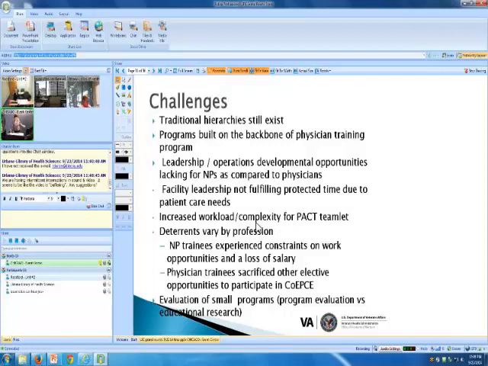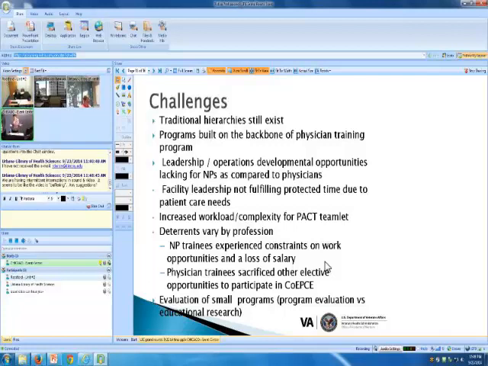Certainly, there's been the deterrence, and they vary by profession. The NP trainees experience constraints on work opportunities and a loss of salary. If they've got to commit to 2 days of being a student in this clinical setting, then they can't be working at their job as an RN. So that's put some constraints, and certainly physician trainees may sacrifice other electives that they could have participated in.